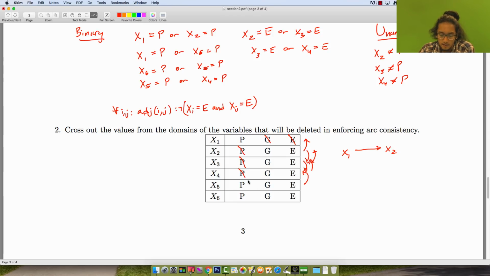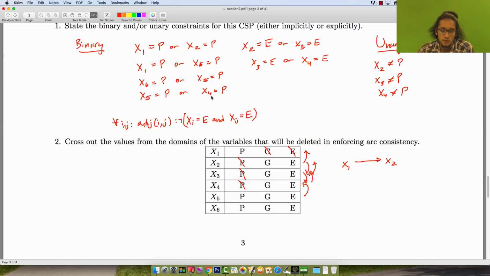If I assign G to x5, because I cannot assign P to x4, there's no value I can assign which satisfies this constraint, because neither will be P. So I will have to remove G. Basically, the same thing which happened with x1 and x2 is now happening with these two. And for similar reasons, we also have to remove this. Also, one interesting case is what happens with x6 and all the rest. It turns out that we don't have to remove anything from the domain of x6, because what are the neighbors of x6? There's x5 and there's x1.